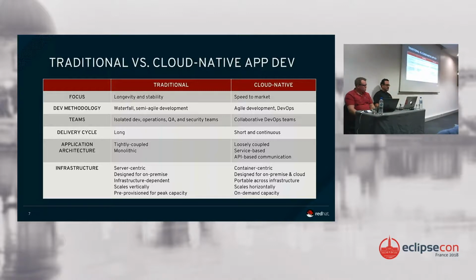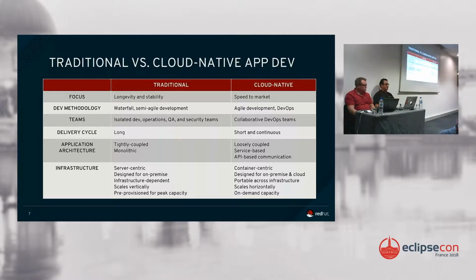The delivery cycle within traditional is usually long. With cloud-native, it is short and continuous. Application architecture is tightly coupled and monolithic for traditional, and cloud-native is loosely coupled, service-based and API-based communication.